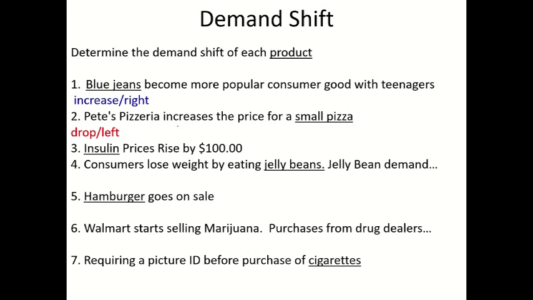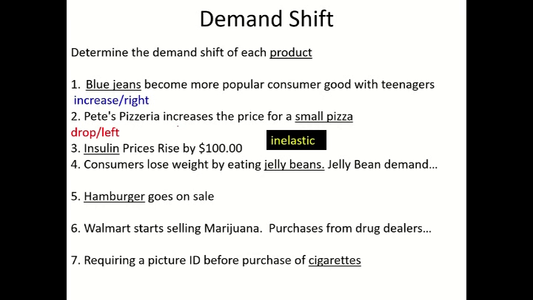Insulin prices rise by $100. This one's kind of tricky. It becomes what's called inelastic. Okay. So demand, for the most part, is what you call elastic. It moves back and forth depending upon the product. Blue jeans, it's elastic. Pizza, it's elastic. But insulin, something that people need or they'll die, it's pretty inelastic. People will always, at whatever price, have to purchase insulin.